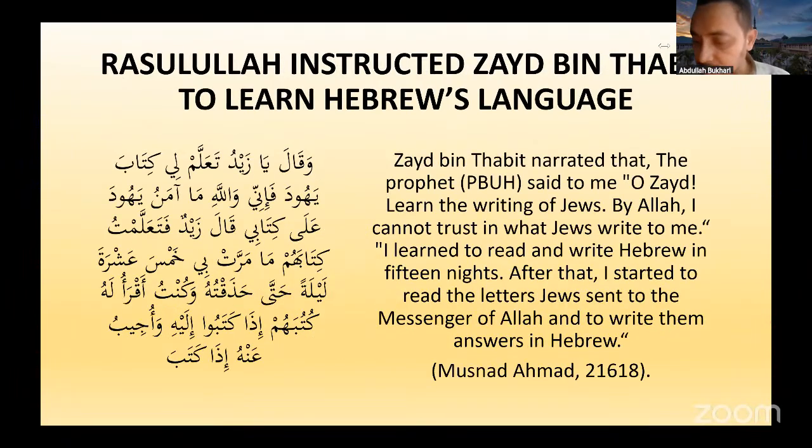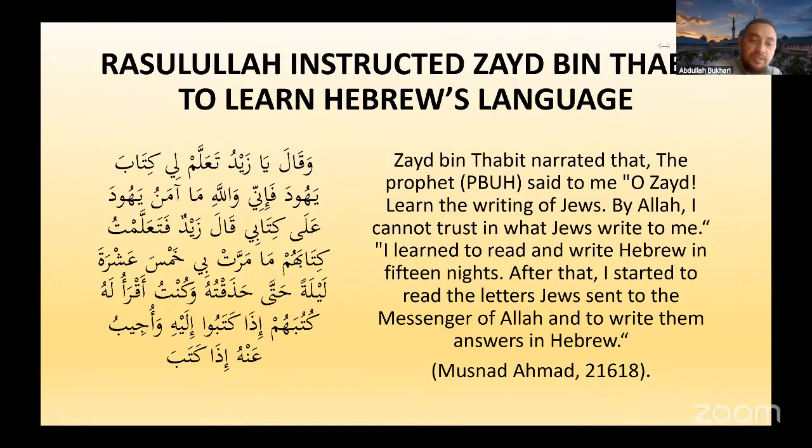Okay, even if you go to the hadith, this hadith is very interesting. Rasulullah sallallahu alaihi wasallam once instructed Zaid bin Thabit. You know what? Zaid bin Thabit, during that time, was only 11 years old. A very young Sahaba, companion, 11 years old. Rasulullah instructed Zaid bin Thabit to learn the Hebrew language.